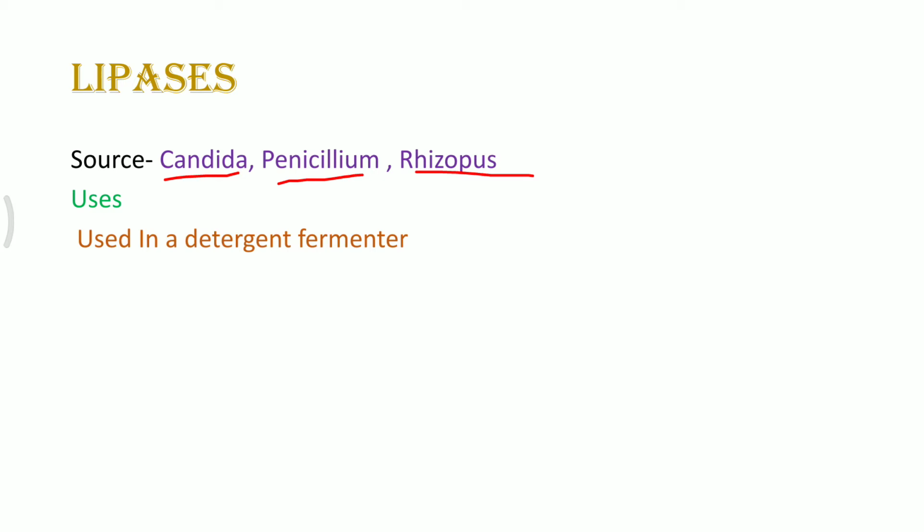because the main function of detergent is to clear the stains, right? If there is any stain of food or any oily substance, then that can only be cleared if there is a micelle formation taking place. That micelle formation can only occur with the help of lipases and water. So lipases are the main ingredient for the laundry industry for removal of stains in clothes.